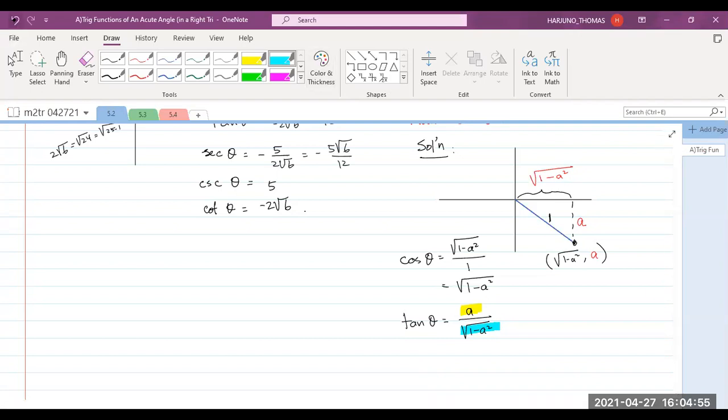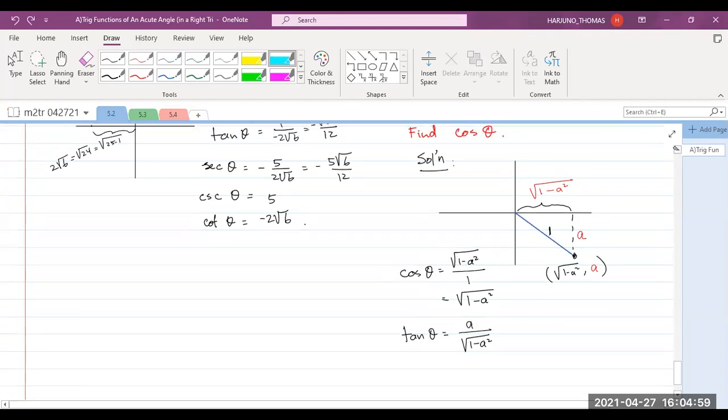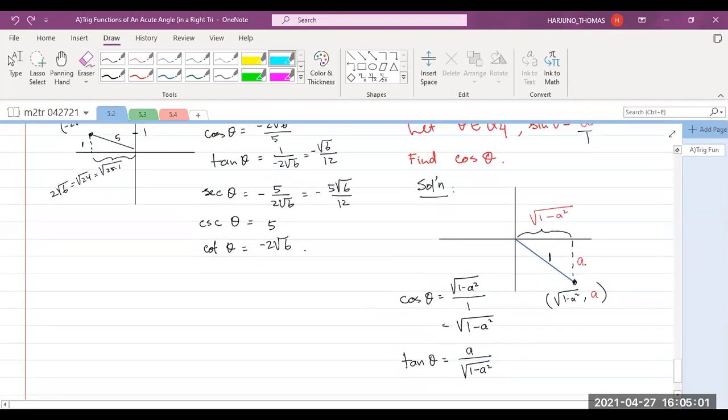In other words, it seems like tangent theta has no negative sign. And you may wonder, oh, how can it be theta is in quadrant 4, but tangent is positive? How do you know tangent is positive? Because no negative sign there. No, that's not right. Okay, the negative sign is the negative already inside that a. A itself is already negative.